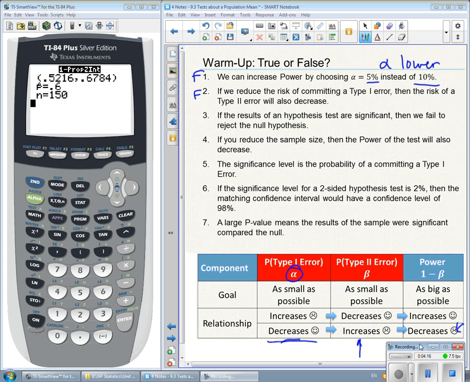Well, if the results are significant, that means that P is low. And when P is low, we reject the H0. And so the statement would also be false.